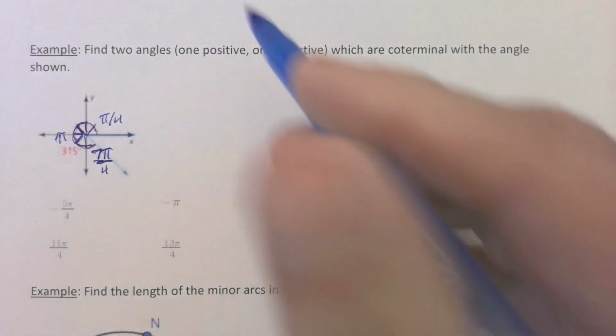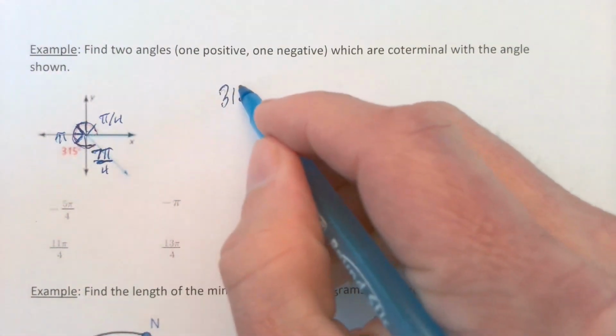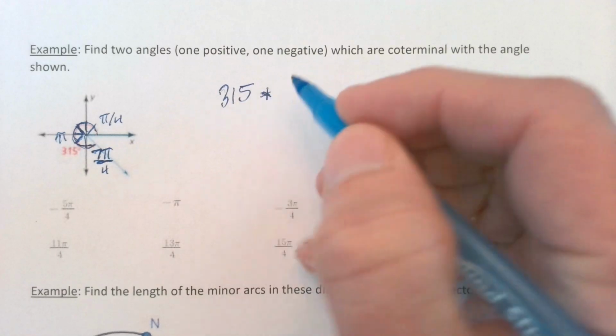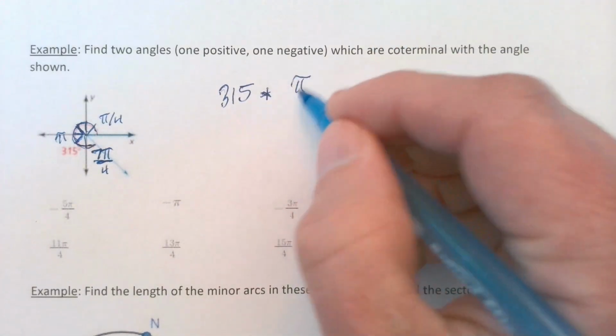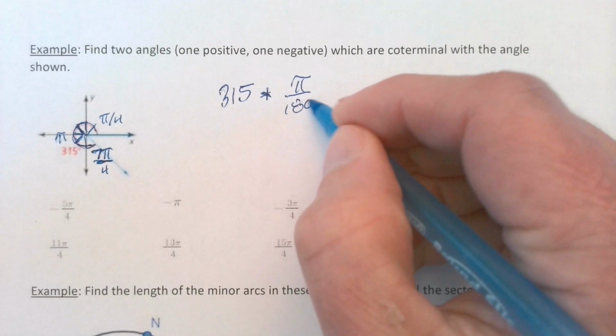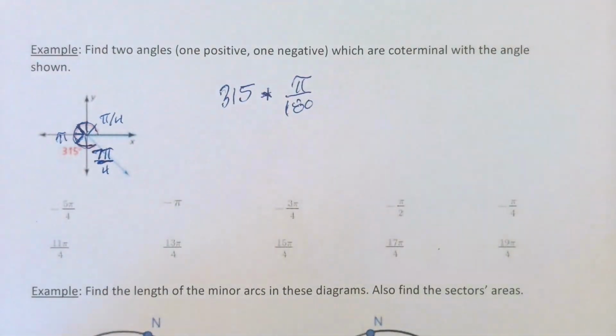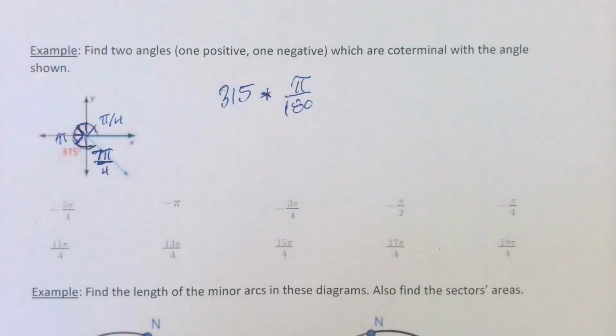Now, if you didn't like that demonstration, of course, you can always go like this. You can go 315 times pi over 180 and then deal with all the arithmetic of simplifying that fraction. But it's going to simplify to 7 pi over 4. I was just trying to give you a visual way to figure that out.